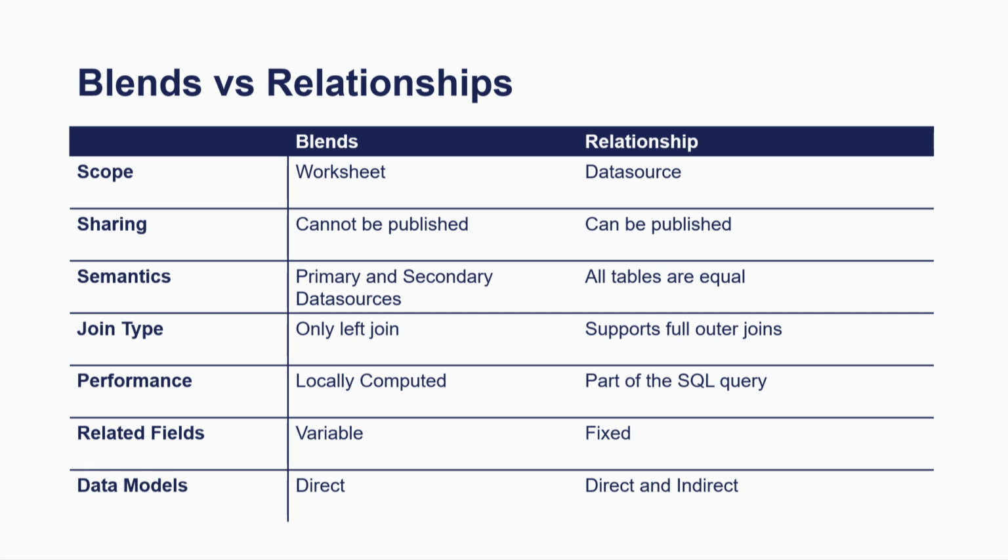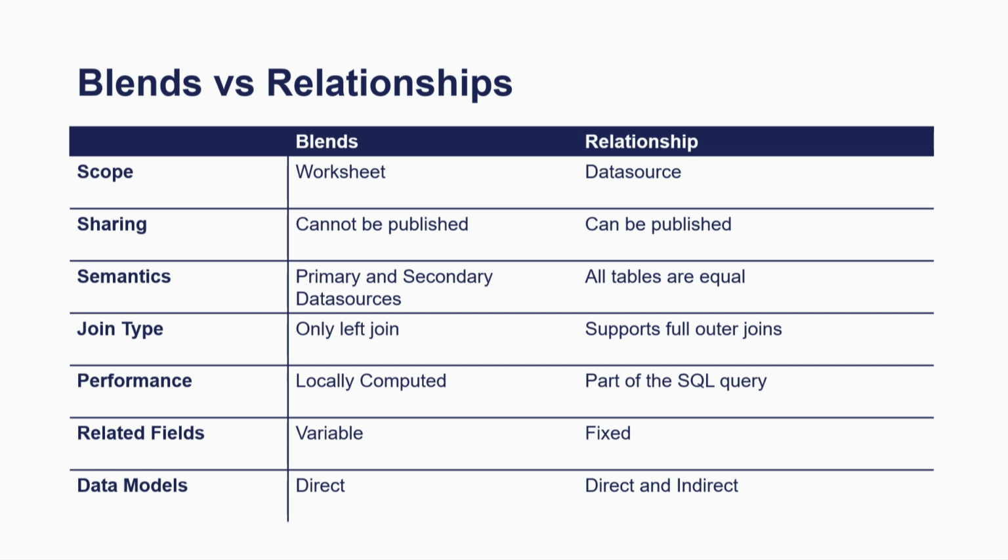In terms of performance, with blending, if you're linking on something very granular like a customer ID, you've probably encountered some performance challenges because the blend is locally computed. With relationships, we are executing all of the joins as part of the database query. And that's one of the reasons why relationships are removing so many of the limitations that you've encountered with blending being kind of a post-aggregate function.